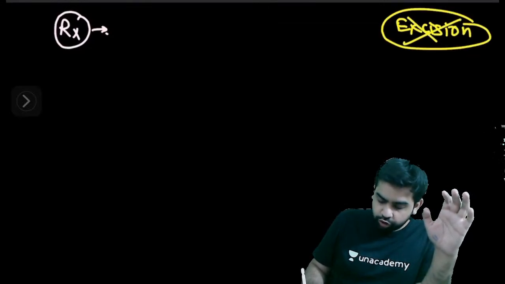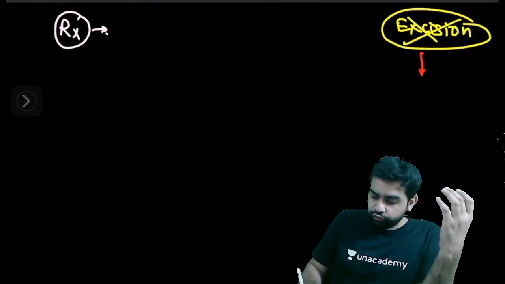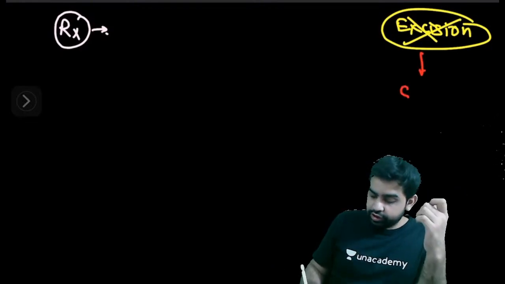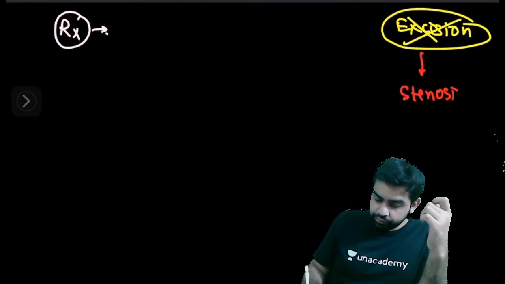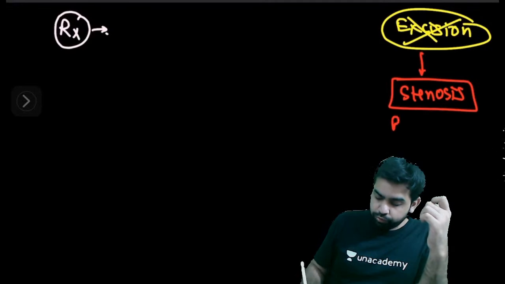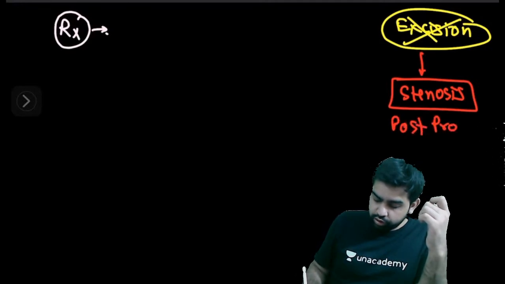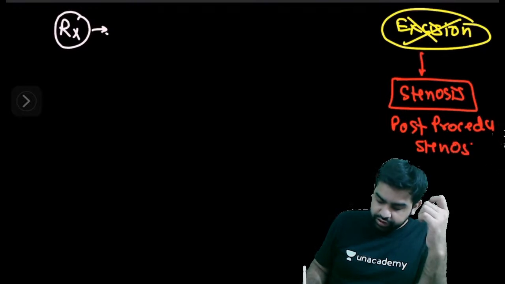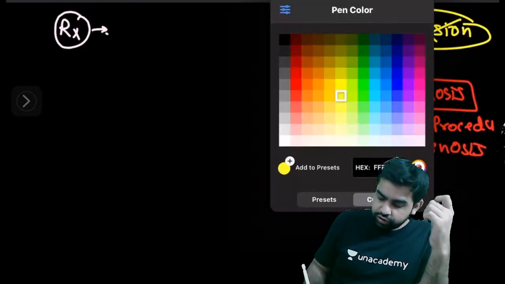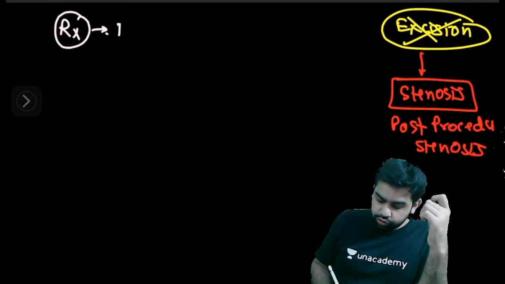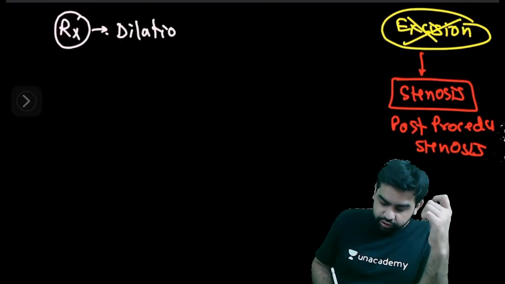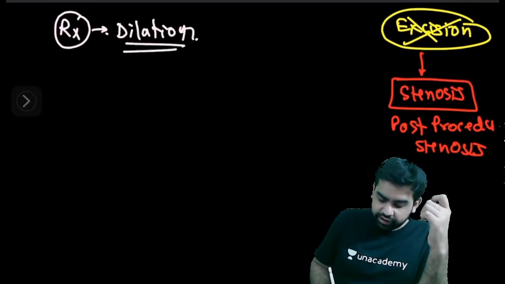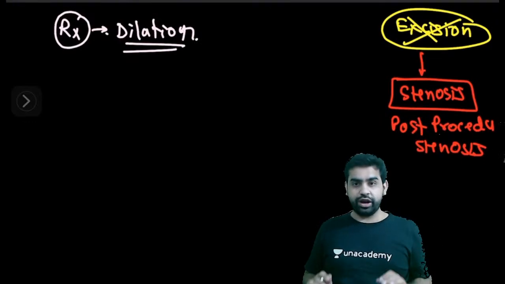Excision is not an option, because if you go in for an excision, what is going to happen? There is going to be a post-procedure stenosis. That is why you will not go in for an excision. For the treatment, you prefer to go in for a dilation. So you basically just dilate these particular rings. Are you able to appreciate it, guys?